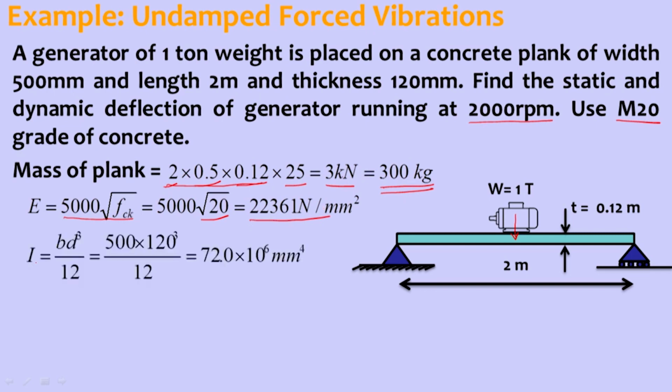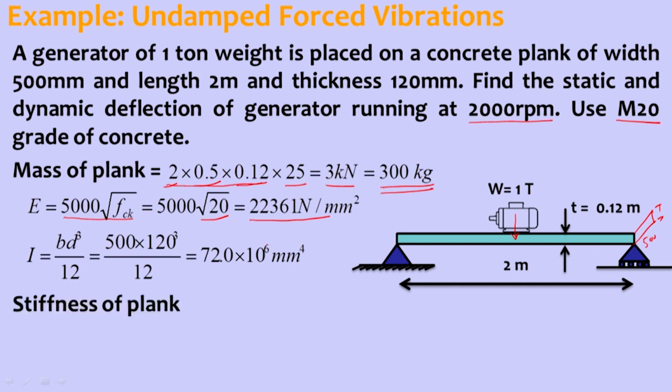Then we find out the moment of inertia. So, that is BD cube by 12. B is the width of the plank, as you can see on the other side, this one, the width of the plank is 500, and then the thickness is this, D is 120 mm thick. BD cube by 12, so that is 72 into 10 to the power of 6 millimeter to the power 4.